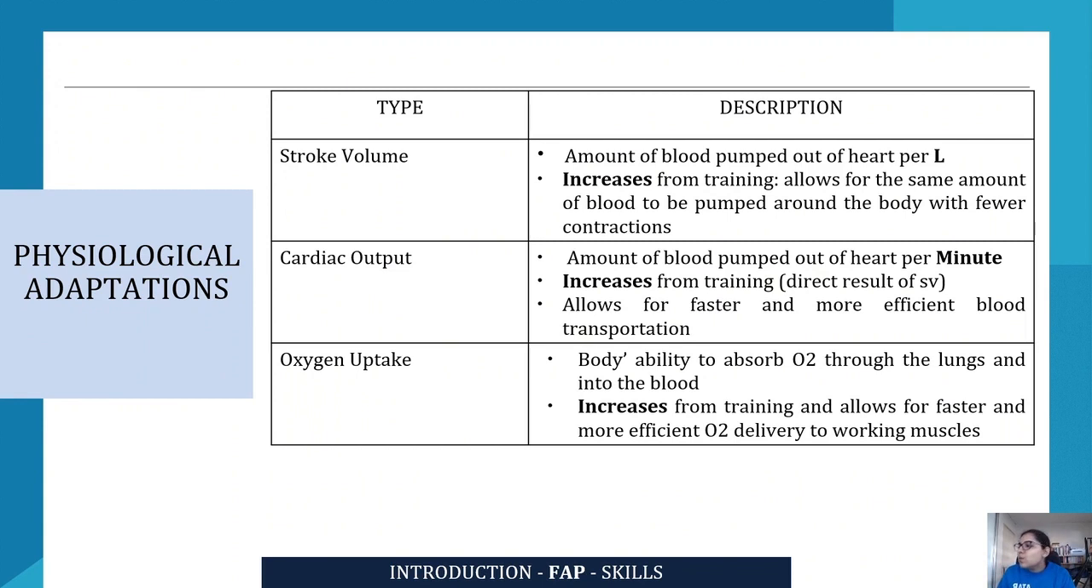Okay, so what are the physiological adaptations that happen as a result of training? We've got stroke volume. Stroke volume is the amount of blood that is pumped out of the heart per beat, and stroke volume increases from training. You should know all of these different terms, know what each one of them is, and be able to talk through the physiological adaptations that occur as a result of training.